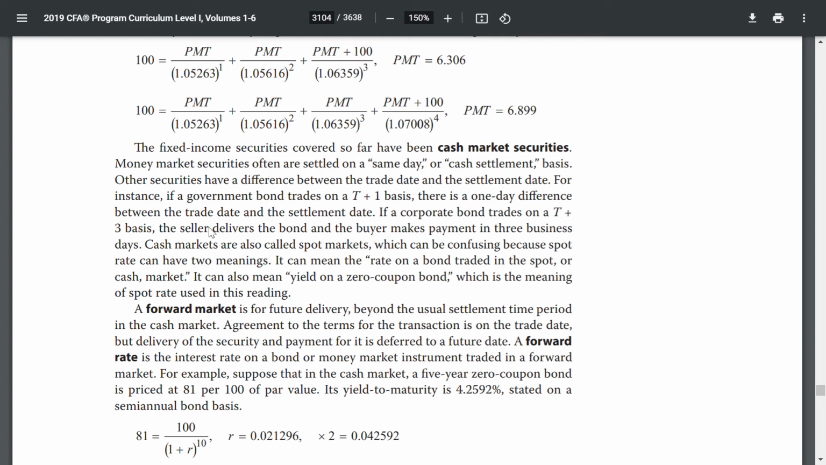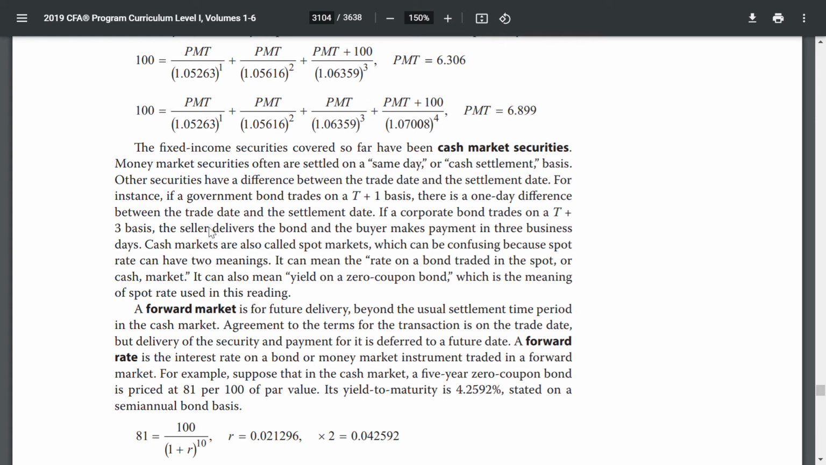spot rates can have 2 meanings. It can mean the rate on a bond traded in the spot or cash market. It can also mean the yield on a zero coupon bond, which is the meaning of spot rate used in this reading. A forward market is for future delivery beyond the usual settlement time period in the cash market. The terms of the transaction are agreed on the trade date, but the delivery of the security and payment are deferred to a future date. A forward rate is the interest rate on a bond or money market instrument traded on a forward market.